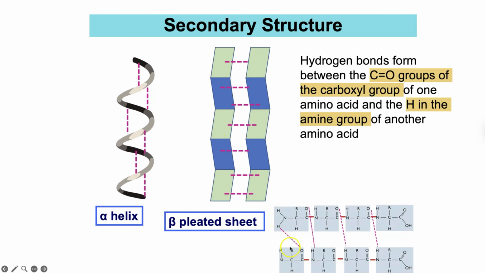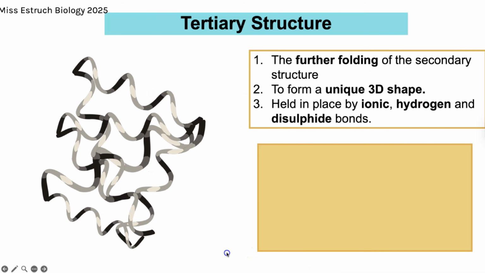So it is between different amino acids, and it is between the oxygen and hydrogen, the oxygen in the C double bond O of a carboxyl group, and the hydrogen in an amine group. So that's what I'm showing you here. These pink dashed lines are representing hydrogen bonds forming between different amino acids, between the oxygen of the carboxyl group and the hydrogen of an amine group. Then we get the tertiary structure.